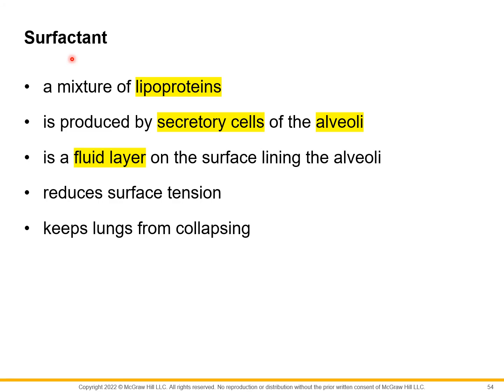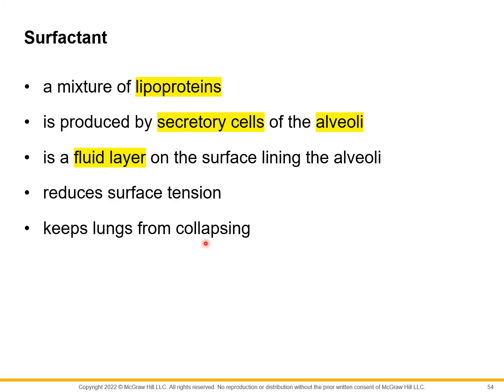Next, what are surfactants? Surfactants is a mixture of lipoproteins, all right, lipids and proteins. So this is produced by secretory cells of the alveoli, all right? So ano po ba ang mga surfactants? This is a fluid layer on the surface lining the alveoli, all right? So there's a small amount of fluid daw po, no, sa mga alveoli natin, and it reduces surface tension and keeps our lungs from collapsing.